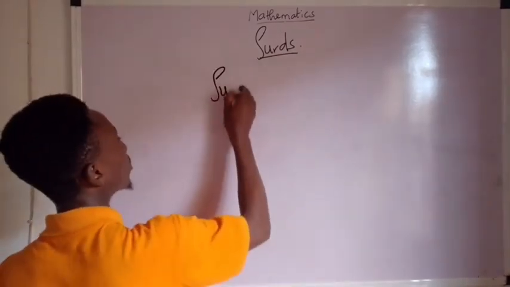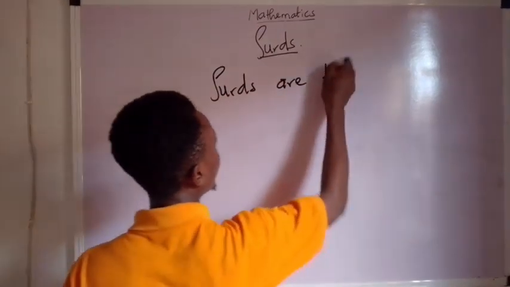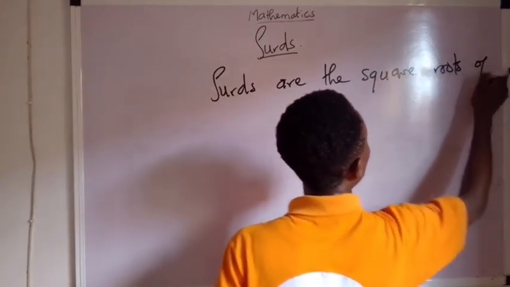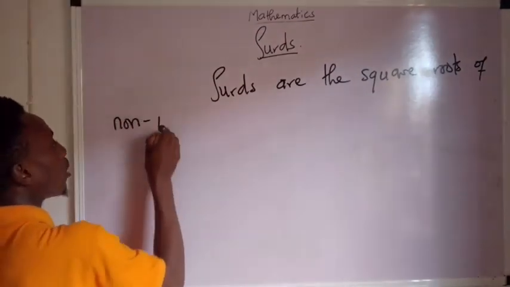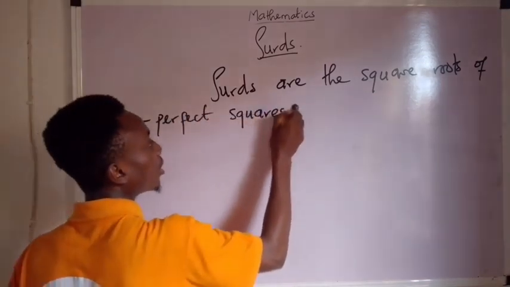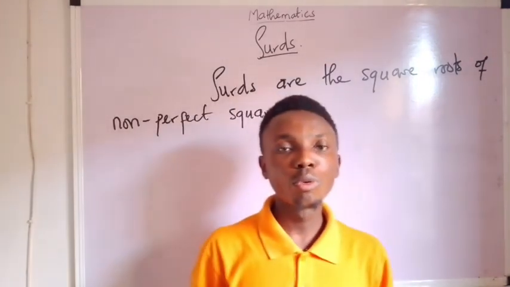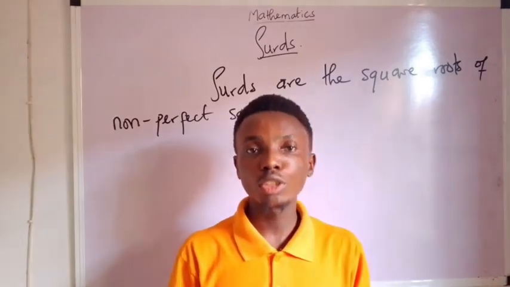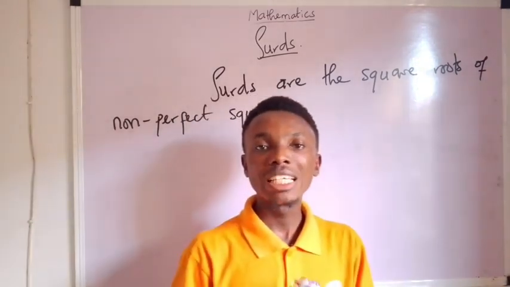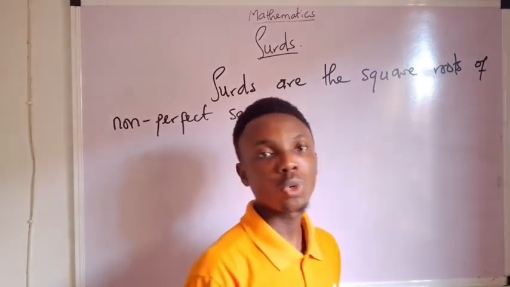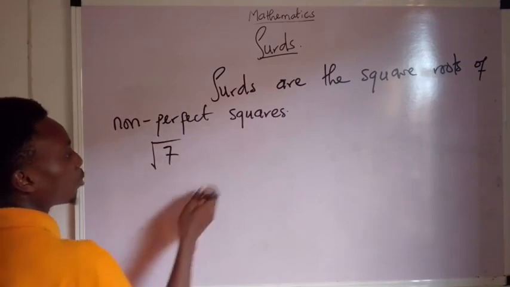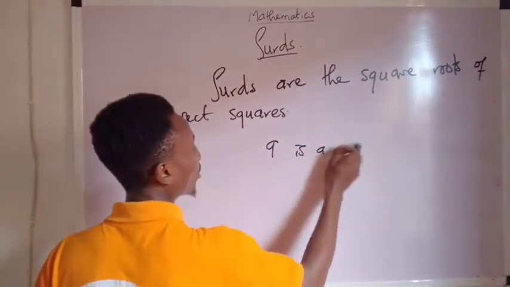Now, surds are the square roots of non-perfect squares. Now, in the video I'll be releasing prior to this, we would be dealing with the definition of perfect squares. So by the time you watch that video, you would have no problem giving a definition of non-perfect squares. Now, non-perfect squares such as 7, for example. 9 actually is a perfect square.